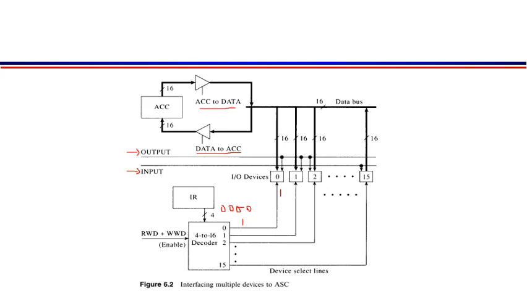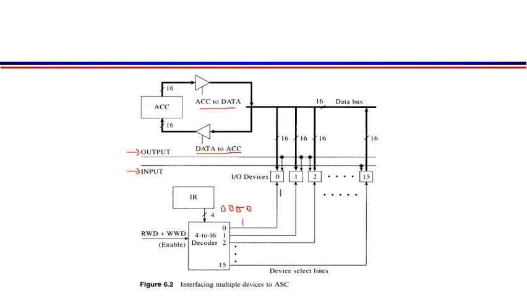So if 0000 data is sent from the instruction register to the decoder, output 0 of the decoder will be active, or it will be high. So a 1 will be generated at output 0, and this 1 will be given to device 0. When device 0 is given a 1 from the output of the decoder, it means that this device will be used for any input or output purpose.